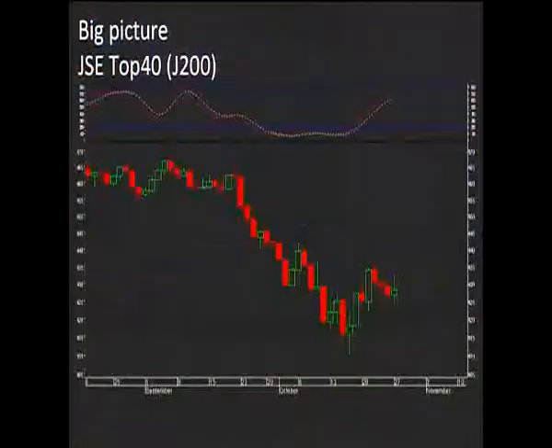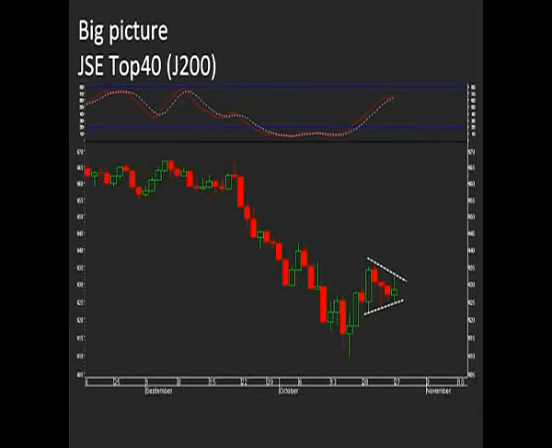Yeah, so here we've got a chart of the top 40 index. Now this looks over the last 2 months really. So you can see this big decline that we saw from basically almost 47,000 on the top 40 all the way down to 41,000. So we had a 6,000 point pullback over there. Now what's happened is we've reversed quite nicely off the lows, and we seem to have bounced, and now we've been consolidating over the last couple of days.